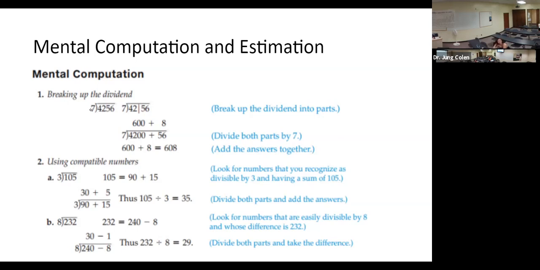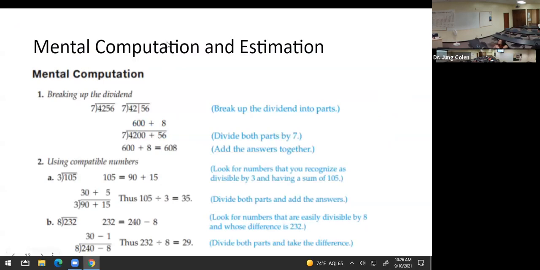And we see that, oh, 7 times 6 is 42, and 7 times 8 is 56. But that 42 is not actually 42, but it's 4200. So we can say that, oh, 600 goes into 4200. And there's 56 left. How many 7 goes in? 8 goes in. So we have 600 and 8 goes in 4,256, right? So that's breaking up the dividend.